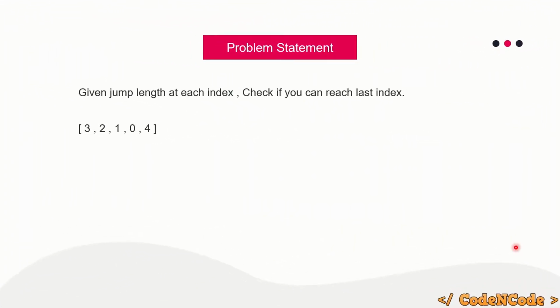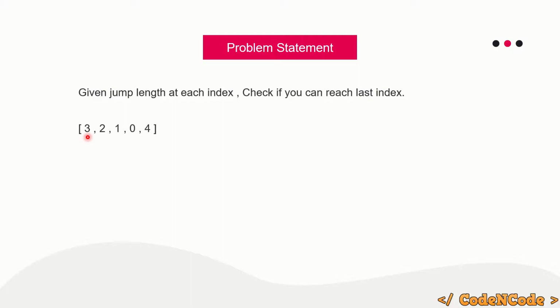So the problem statement is this: you are given an array of length n, and at each index you are given the maximum length jump that you can take. You always start at index 0, and you have to check whether you can reach the last index or not by making some jumps. Is it possible to reach the last index or not?